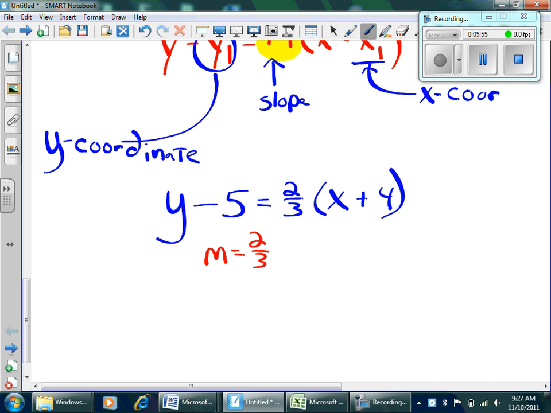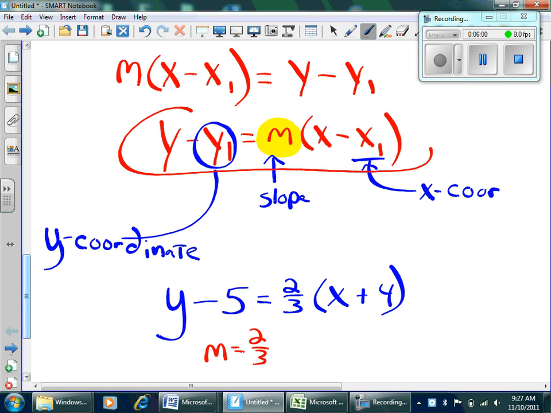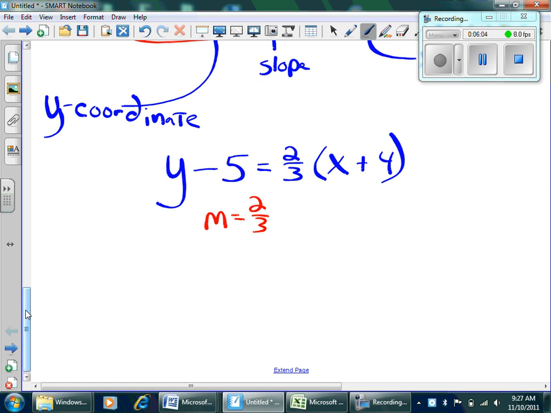It's sitting in the position of the slope when I'm in point-slope form, which again is this guy right here. All right, I also know a point. The point I know, the x-coordinate, is -4. The y-coordinate is +5. The signs did change there. I did not make a mistake.